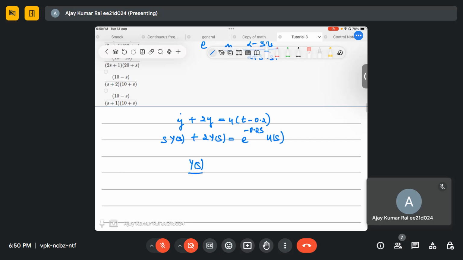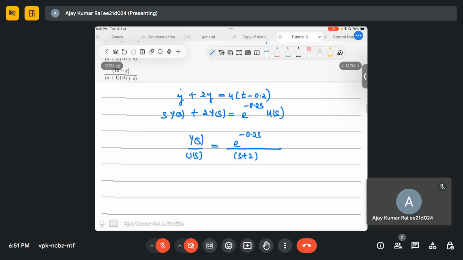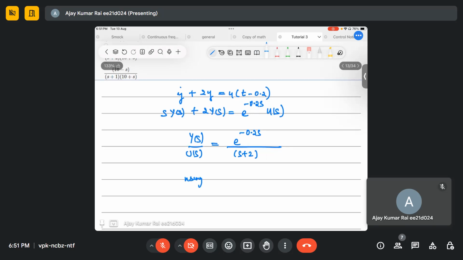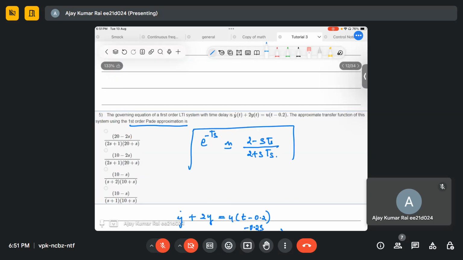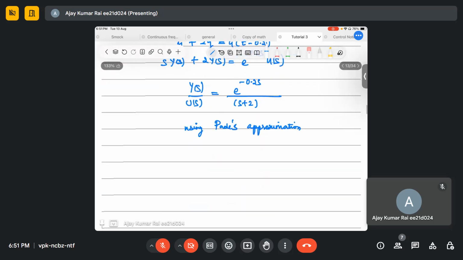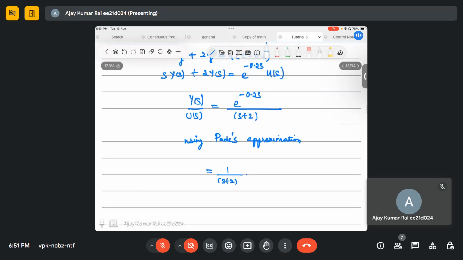So Y of s by U of s will be equal to e to the power minus 0.2s, over s plus 2, right? And using Padé's approximation. Okay, so this is the approximation. So I'm writing it here. I'm just replacing with the approximation, right?